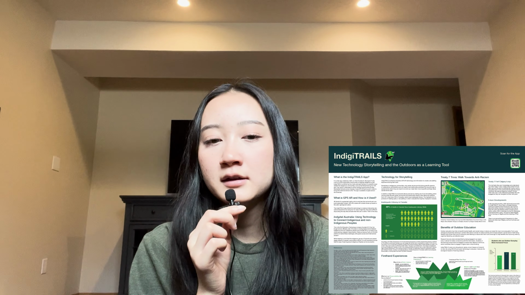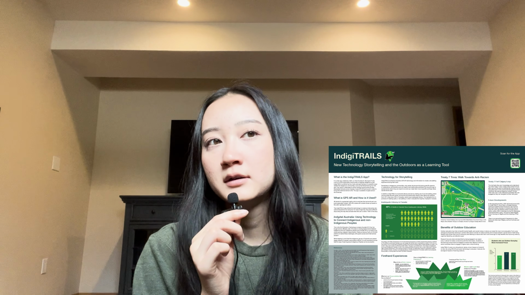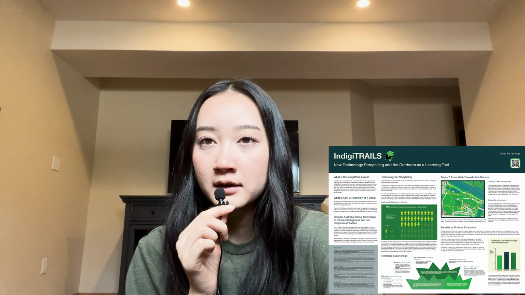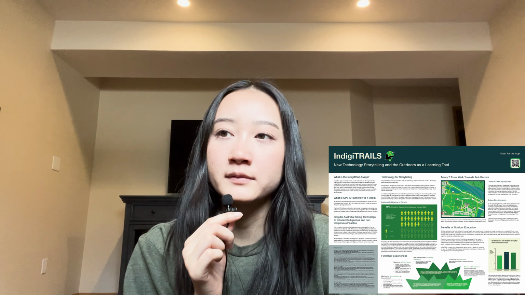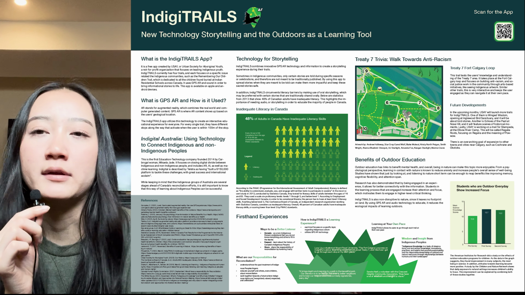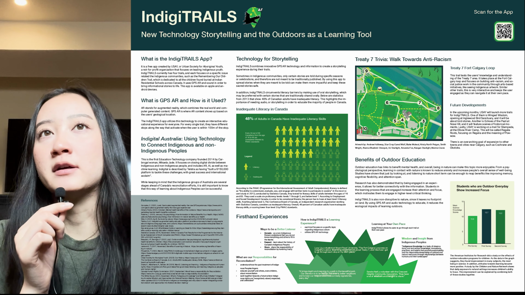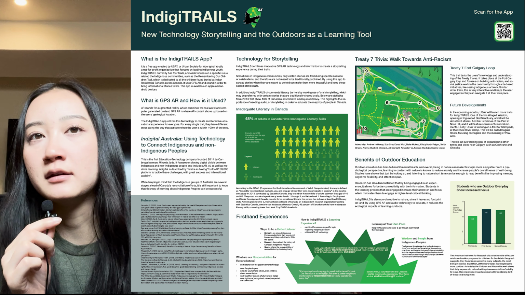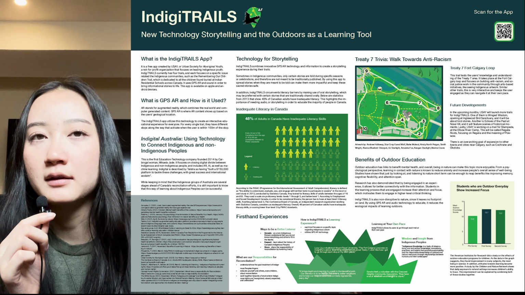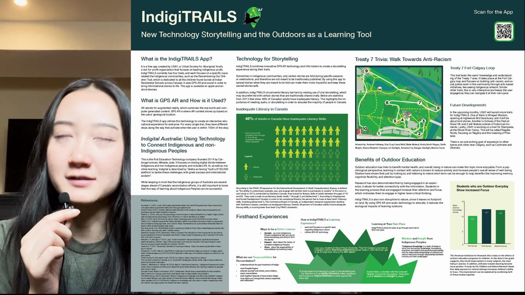How I chose my color palette was I took the colors already in the IndigiTRAILS app, and I picked all the colors from there. I used these colors in a hierarchical way, with the darker colors being more of a background color and the brighter ones, like the bright green, as the highlighting ones, just to highlight certain sections like this.